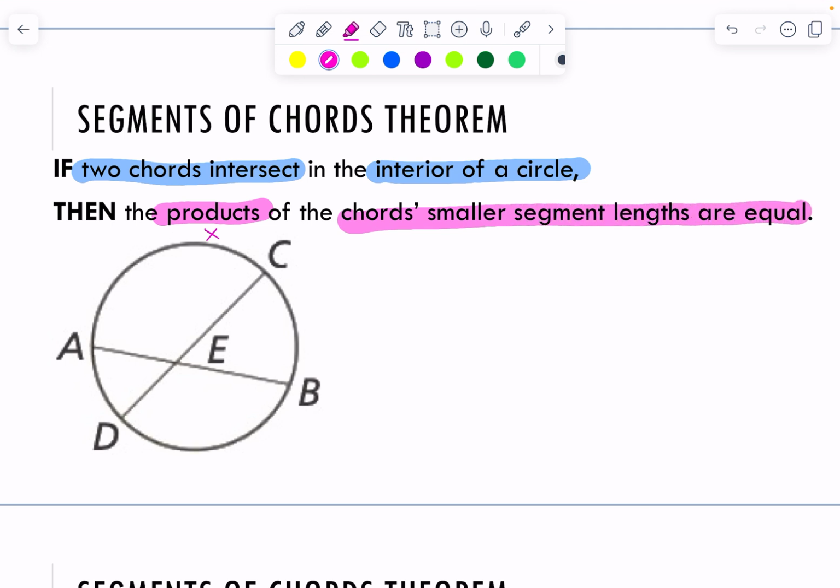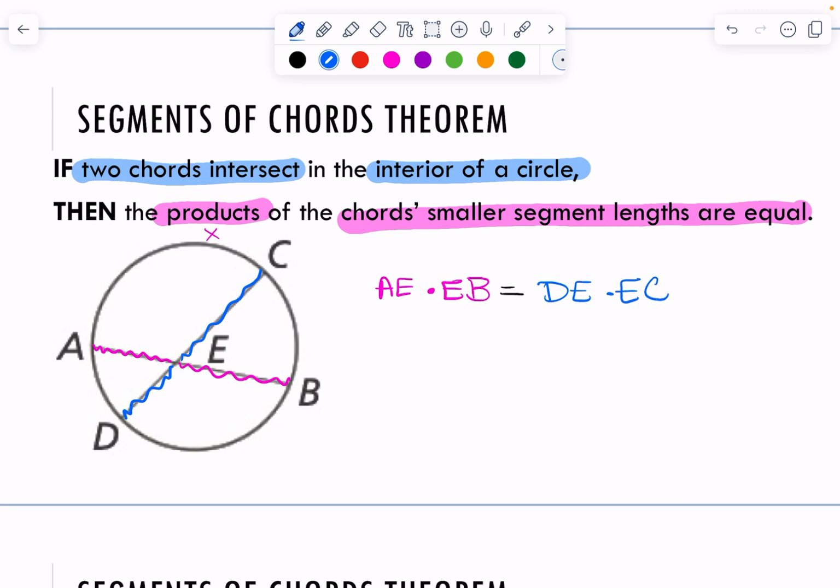So what does that mean? Well, here it is. If I look, I have a smaller segment AE multiplied to a smaller segment EB. That is going to equal the smaller segments of the other chord, so DE multiplied to EC.